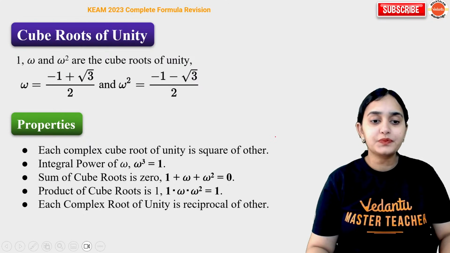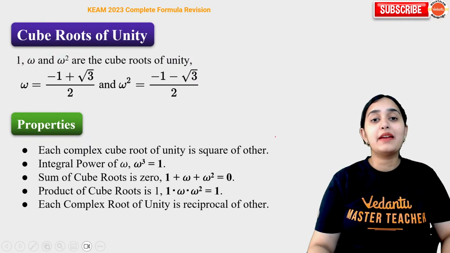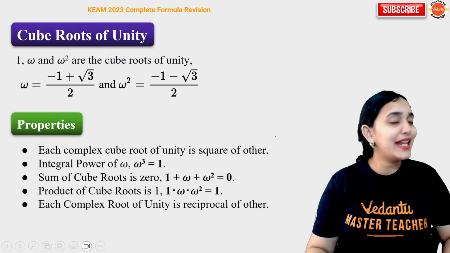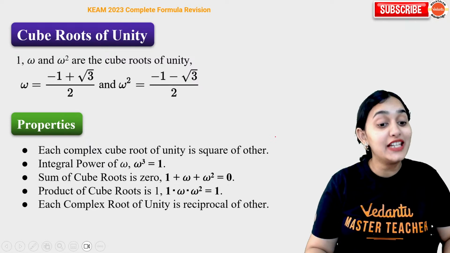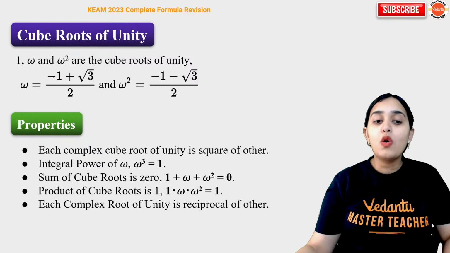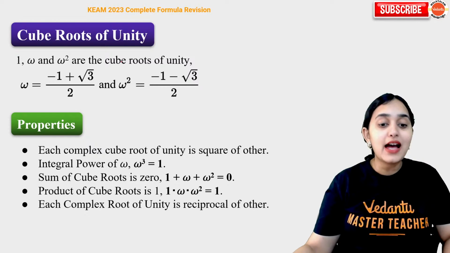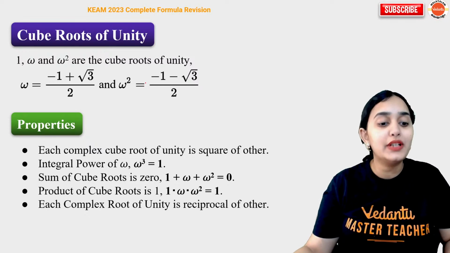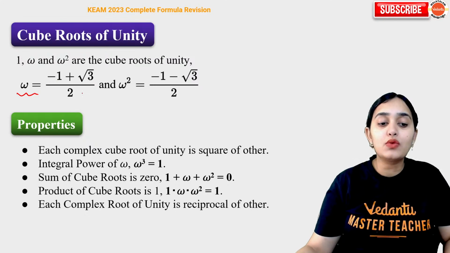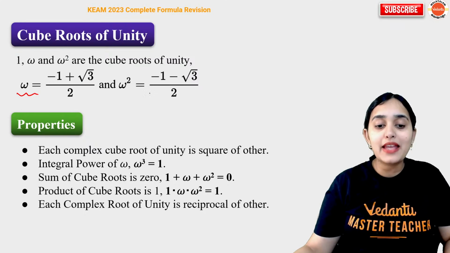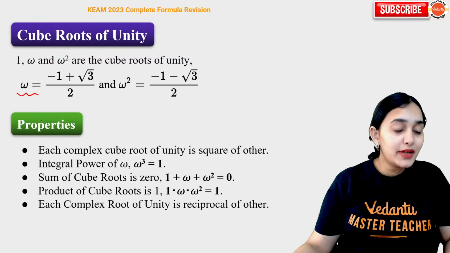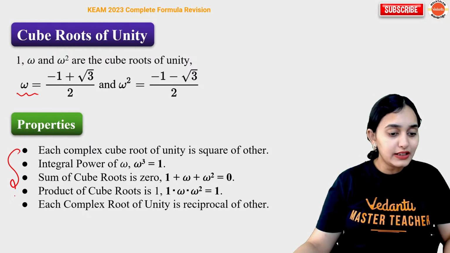Next, one more concept, cube roots of unity, is asked many times in the Keam exam. What is cube root of unity? Now 1, omega and omega squared are the cube roots of unity, because omega is equal to minus 1 plus root 3 i by 2 and omega squared is minus 1 minus root 3 i by 2. Now, what are the properties related to them? You should know all these properties.